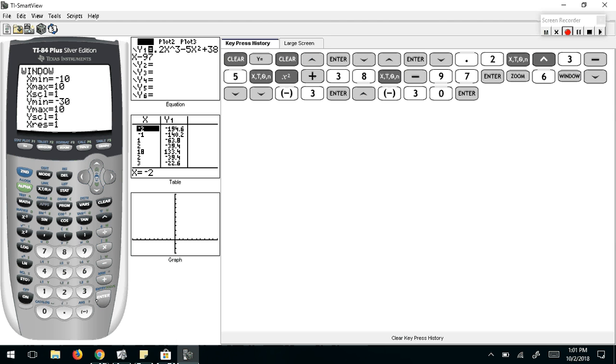I think 10 might be good. I don't know that there's anything any higher. Let's keep it at 10. The scale, see the button that says scale, SCL? That's how often you want a tick mark. You know how sometimes you adjust it to every 2 or 5 or whatever? That's what that is, okay? The default is negative 10 to 10.